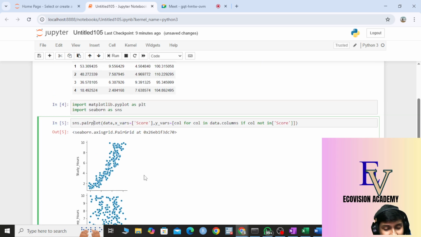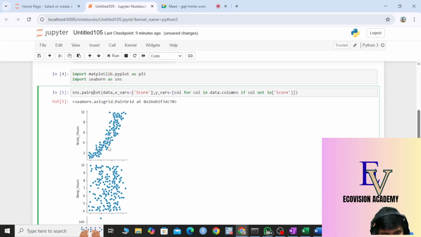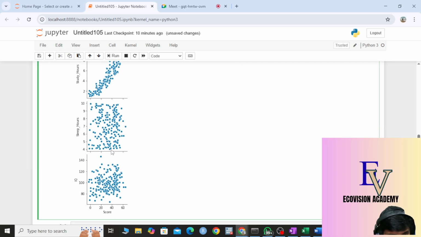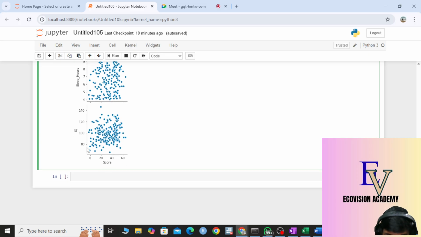So I am using a single line of code, and with this single line of code I am getting three scatter plots. The first scatter plot is between score and study hours. The second scatter plot is between score and sleep hours. The third scatter plot is between score and IQ.